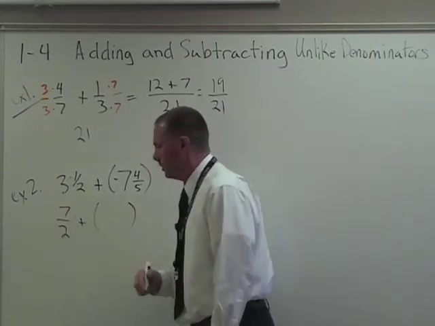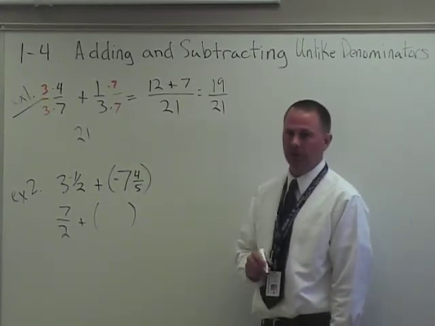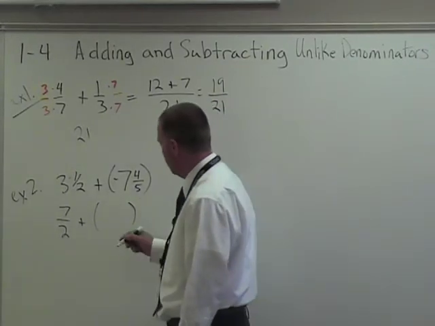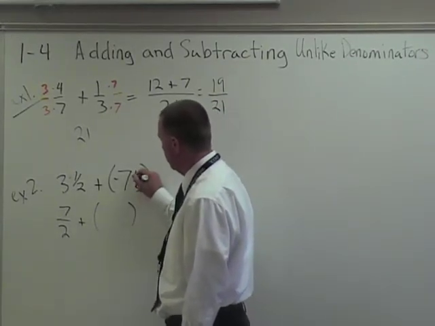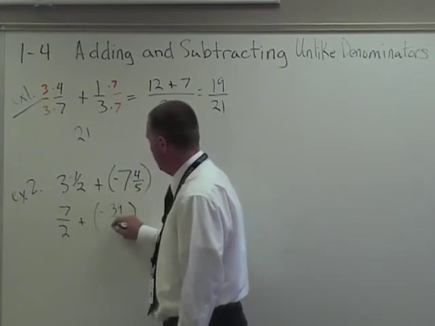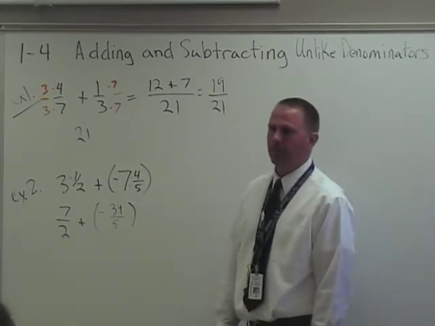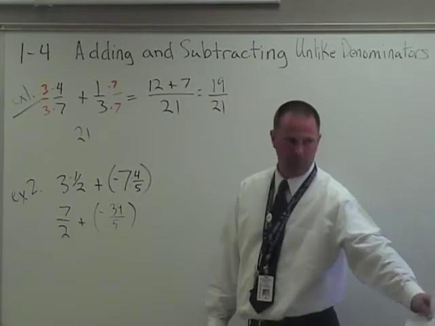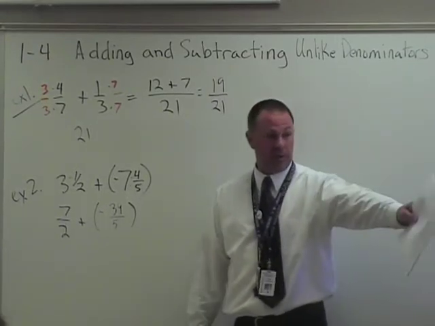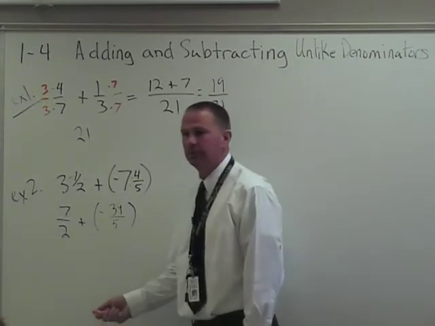Plus. Anybody want to do this one? Go ahead. Anna, want to do this one? All right. 5 times 7 is 35, and then plus 4 is 39. Right. So it's negative 39 over 5. What's the problem? They're not common denominators. Okay. So what's a common denominator? 10. What do I need to do?